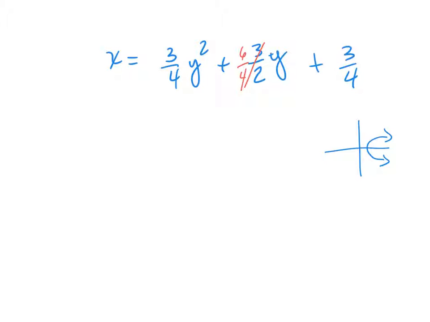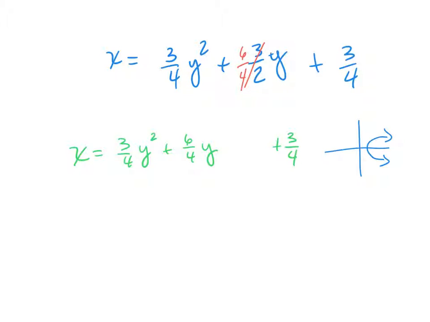So we're not going to mess it up and put something over there with it that we just have to get rid of later. But what we do is we rewrite the equation as x equals 3/4 y squared plus 6/4 y, and then skip a step and then plus 3/4. Okay? You just move the number over a little bit and make room for him.